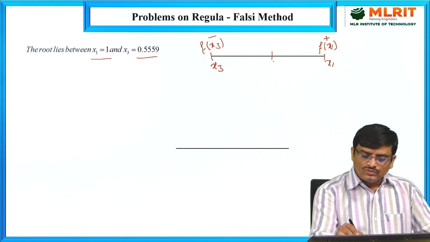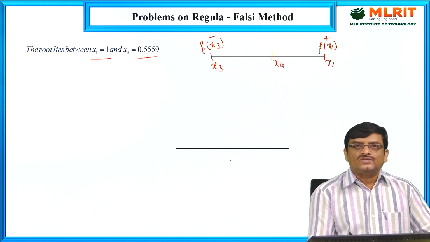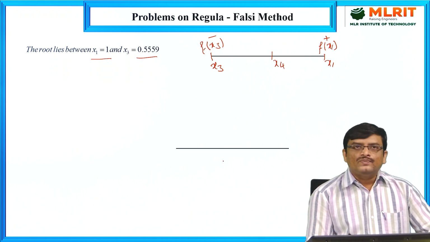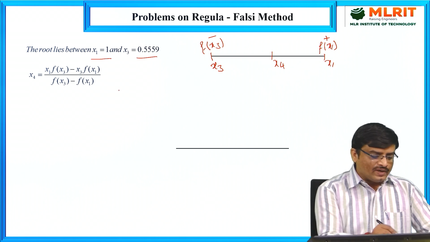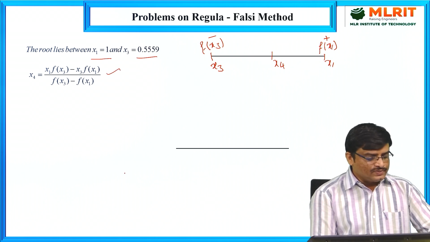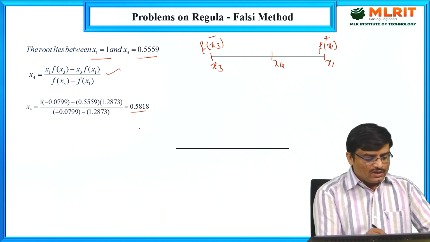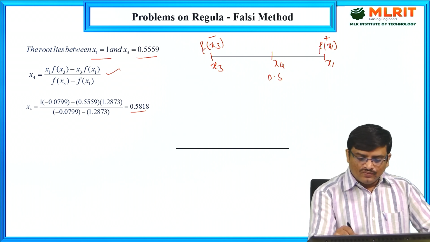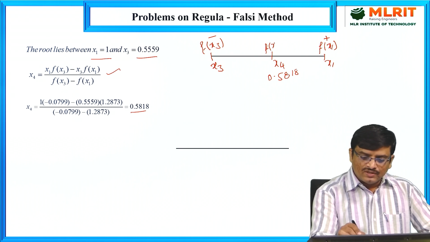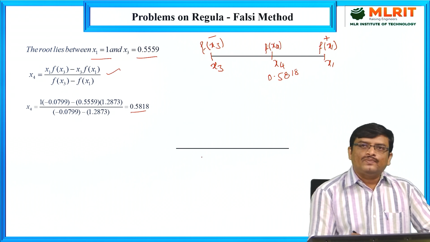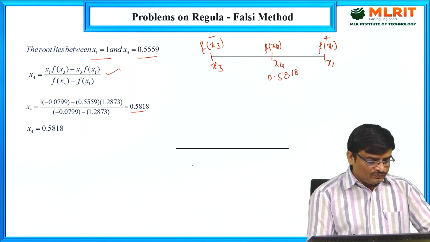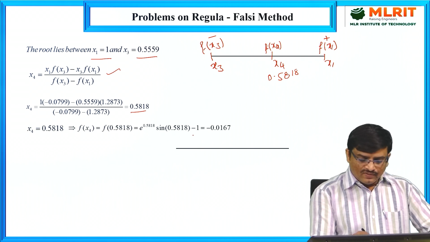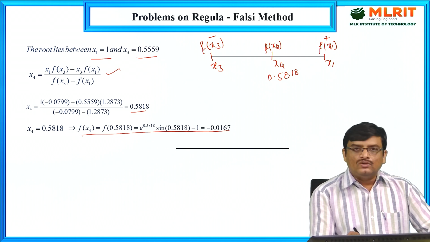Now we have to go for the next approximation, x4. So follow the same procedure and get the formula to find out that x4 value. Then substitute those values, you will get x4 is equal to 0.5818. Now you calculate f of x4 here, and let us check whether you will get a positive sign or negative sign. So if you take f of x4, the value is minus 0.0167.